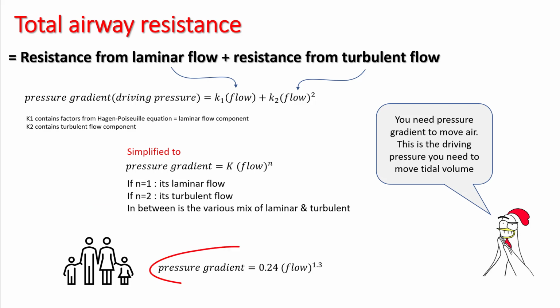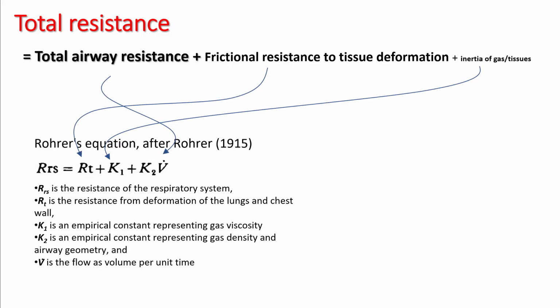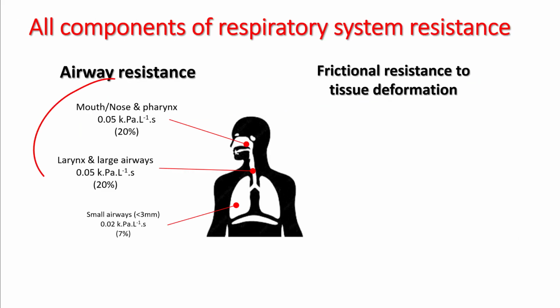In humans, pressure gradient equals 0.24 multiplied by flow raised to the power 1.3. Total resistance, however, is a combination of total airway resistance, frictional resistance, and inertia of gas and tissues. And this is given by Rohrer's equation, where you have all these three components. The important thing to understand about inertia of gas and tissues is that it is frequency dependent, so it becomes important only when you are on high frequency oscillators. The airway resistance in upper airways is around 40% and in smaller airways is around 7%.